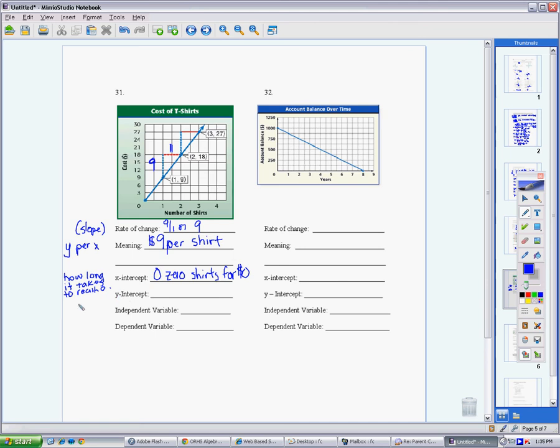My y-intercept, that's my beginning amount. And we're beginning at 0 shirts. We're starting out with 0 shirts. Our independent variable on the graph is always on the bottom, so that's going to be the number of shirts. And the dependent variable is always on the left side, and that's going to be the cost.